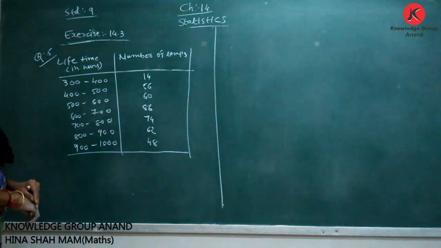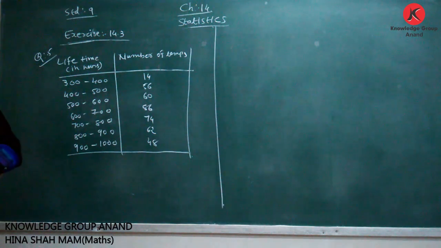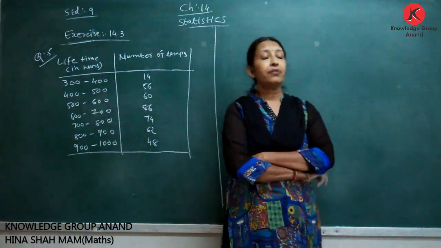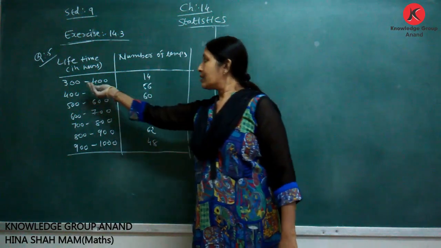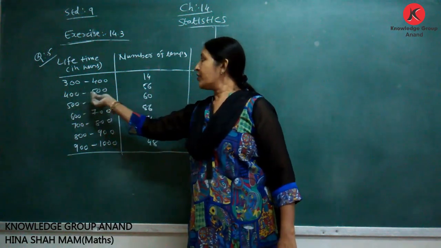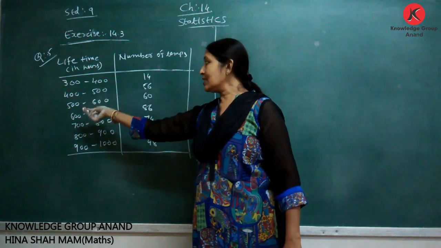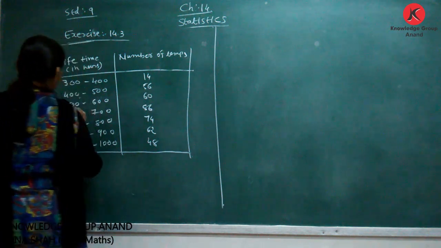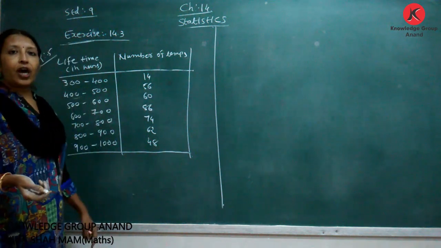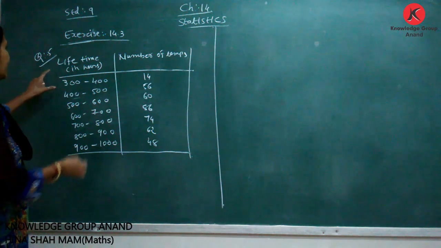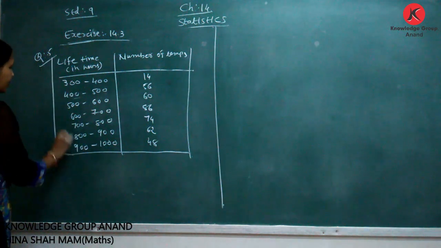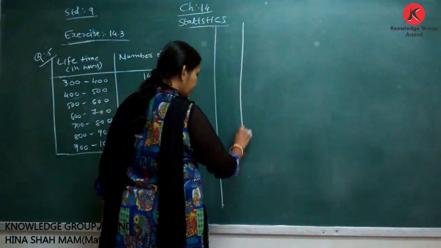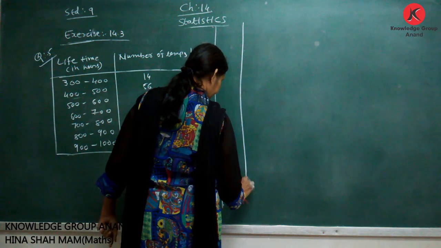In this question, it is a continuous class interval frequency distribution. 300 to 400, 400 to 500, 500 to 600. Here 400 is included in this class, 500 is included in this class. Then we do not modify this class interval. It is given as a continuous frequency distribution. Then we draw the graph.